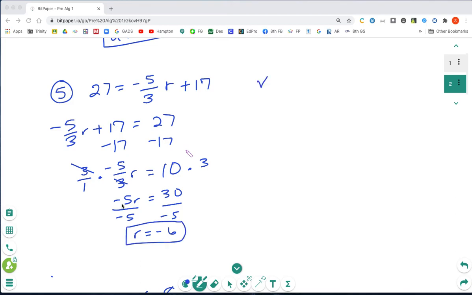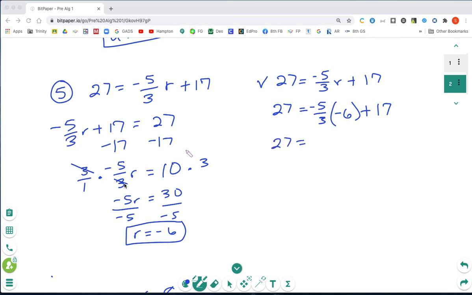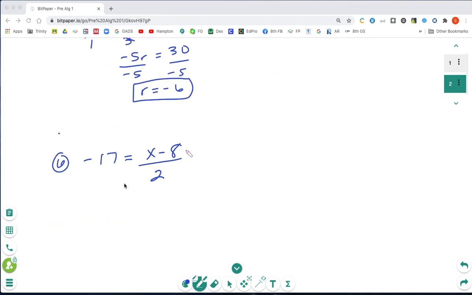We're going to check it. 27 is equal to negative 5/3 r plus 17. Copied the exact problem I started with. 27 is equal to negative 5/3 times negative 6 plus 17. I'm going to go to my calculator and multiply negative 5/3 times negative 6. 27 is equal to 10 plus 17. 27 is equal to 27, so r is negative 6.